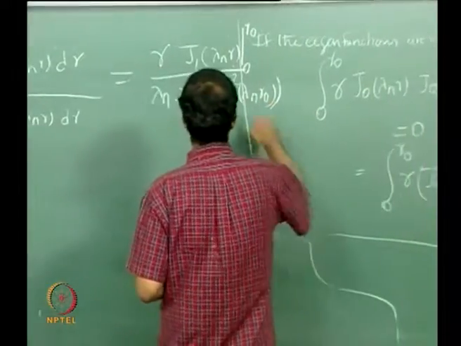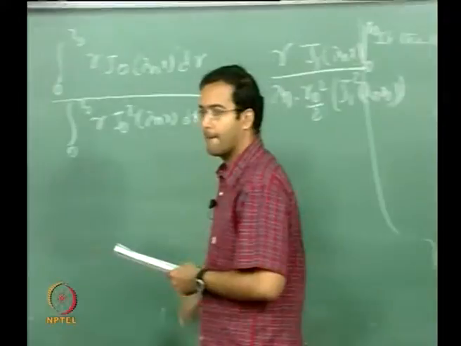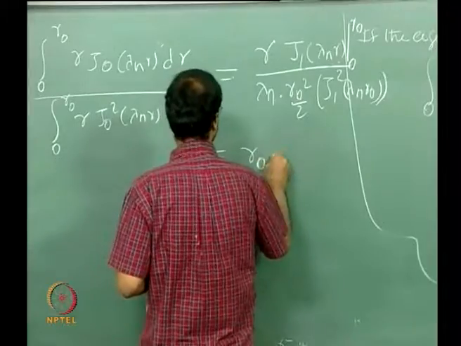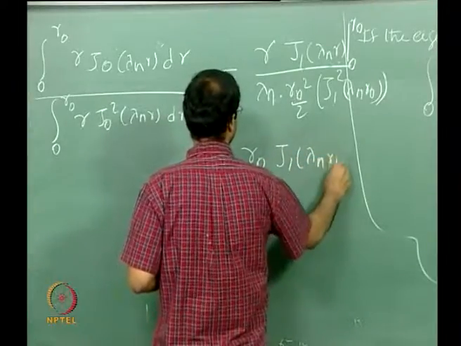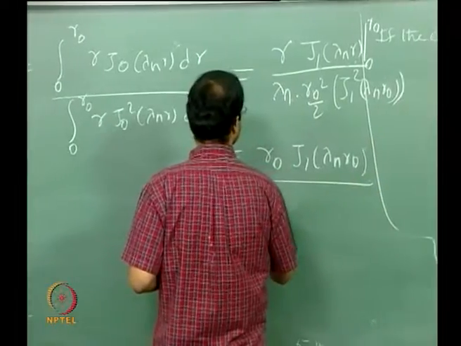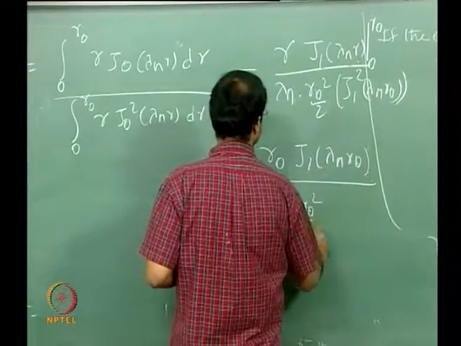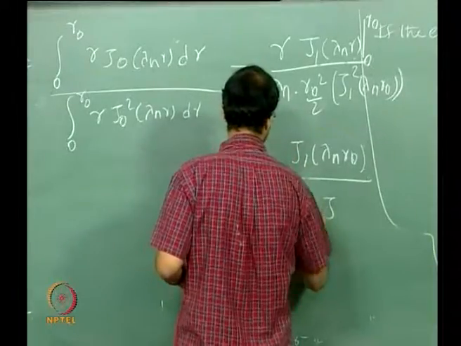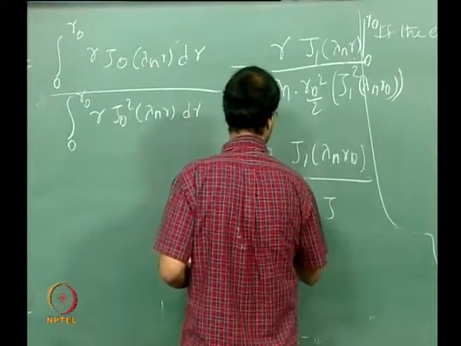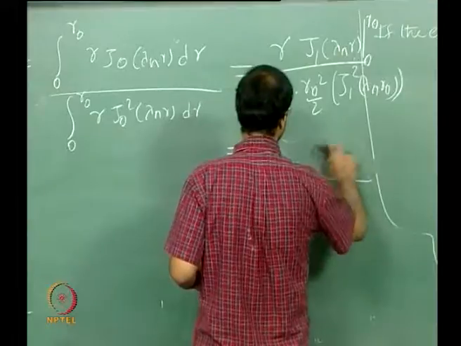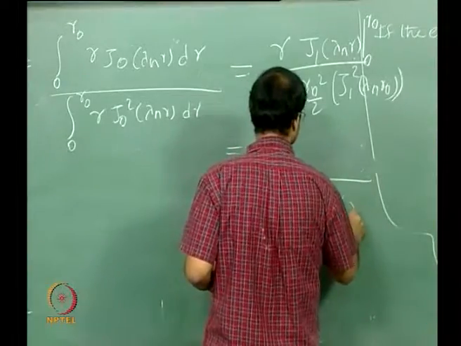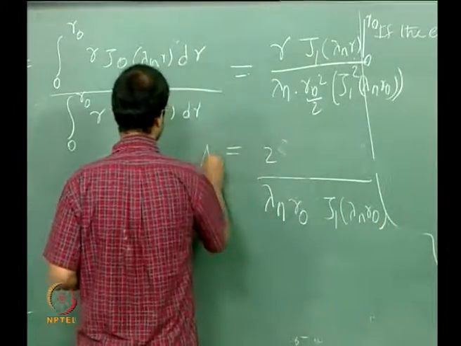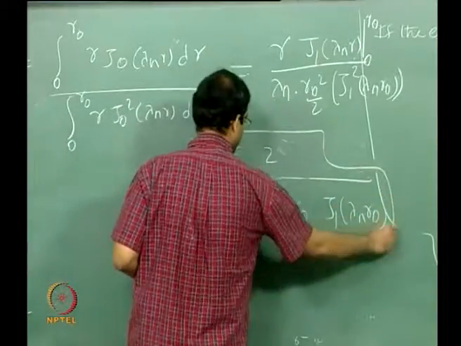Okay. So at 0 J1 will be what? 0 if you look at the curve. So therefore this will be r naught into J1 lambda n r naught divided by r naught square by 2. So this J1 cancels here, r naught cancels. So this can be written as 2 over lambda n r naught J1 lambda n r naught. Okay. So this is your expression for a n, final expression.